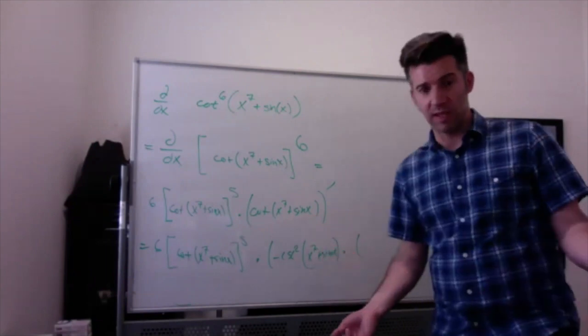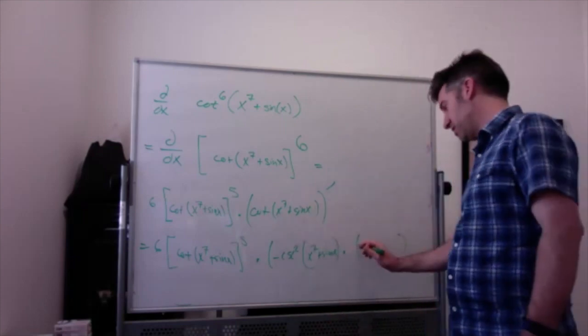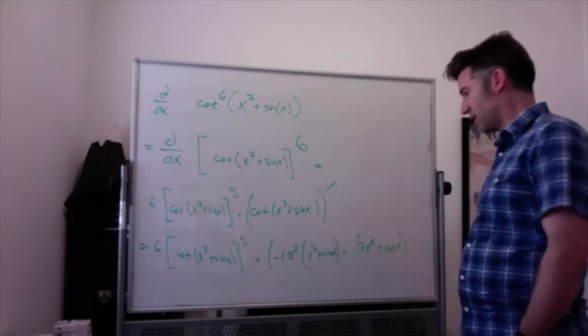And the derivative of new thing doesn't require the chain rule because it's just nice, easy functions of x. The derivative of x to the 7th is 7x to the 6th. The derivative of sine of x is cosine of x. And that would be our final answer.